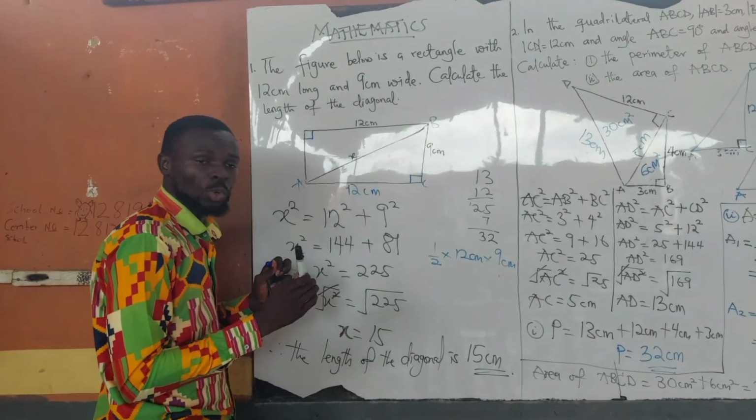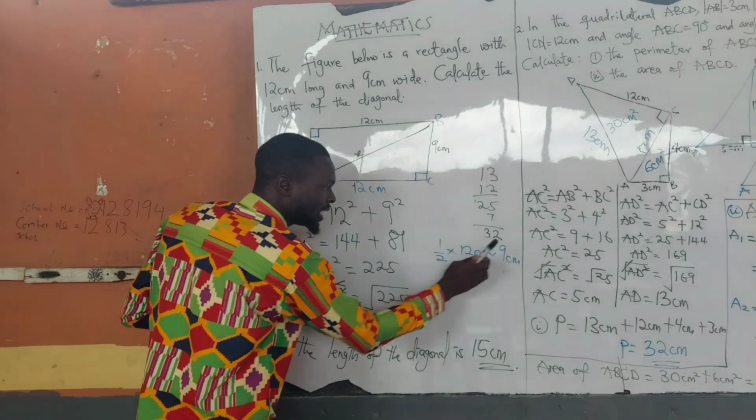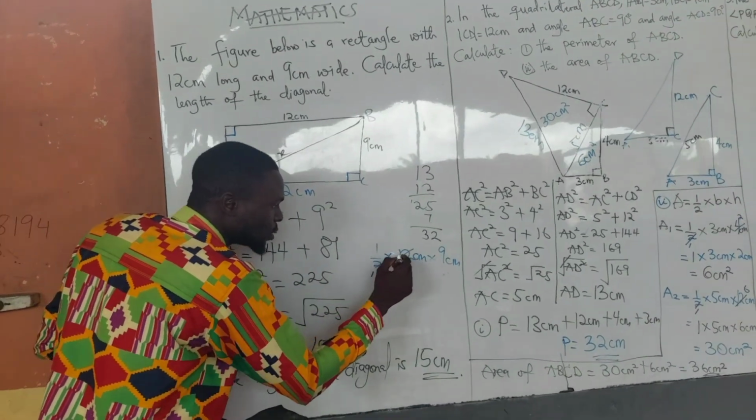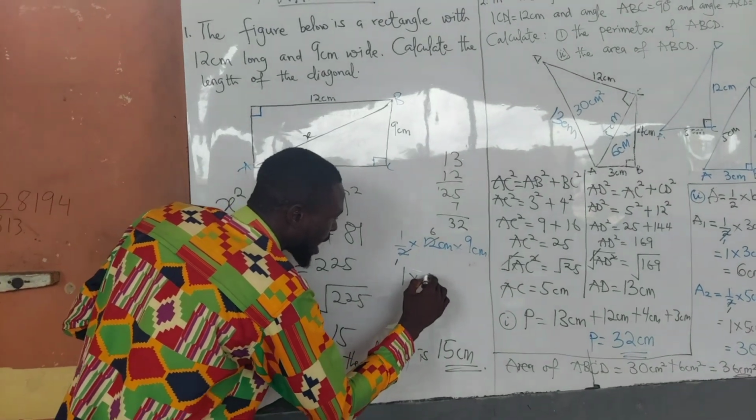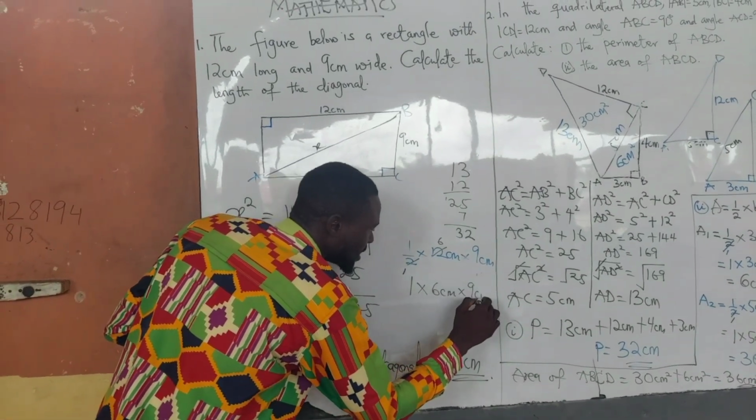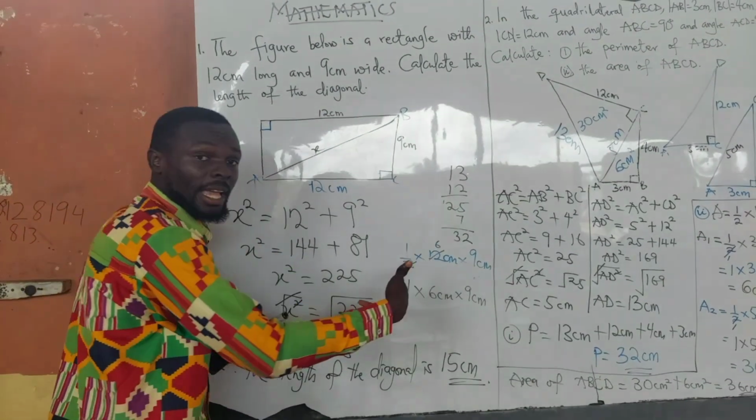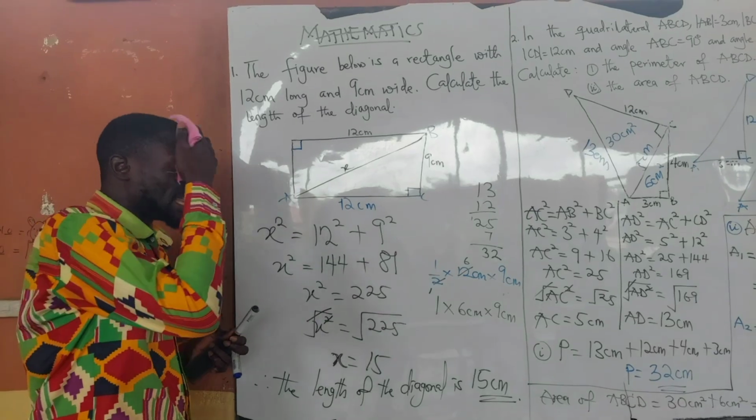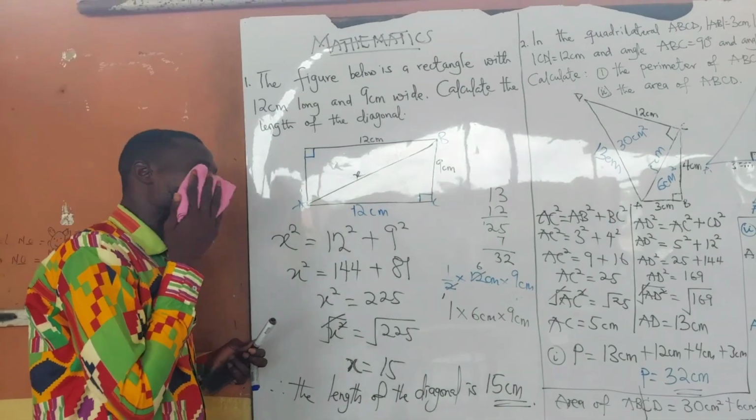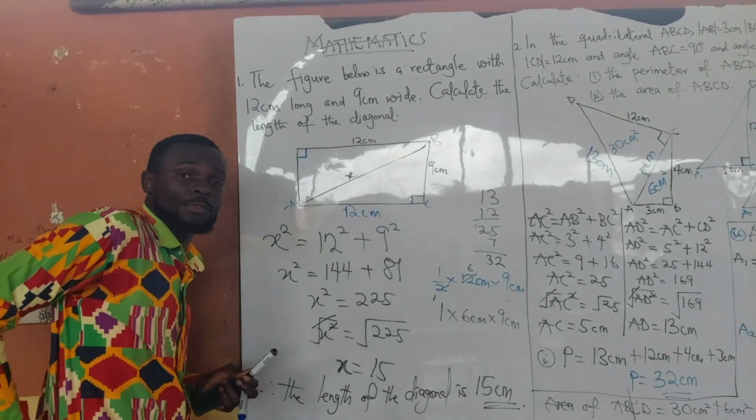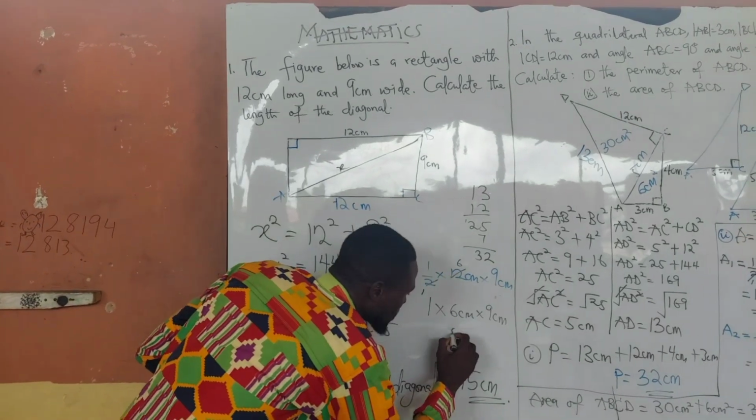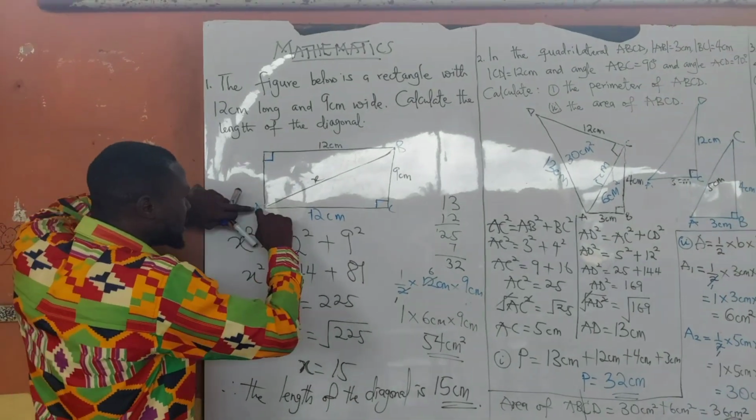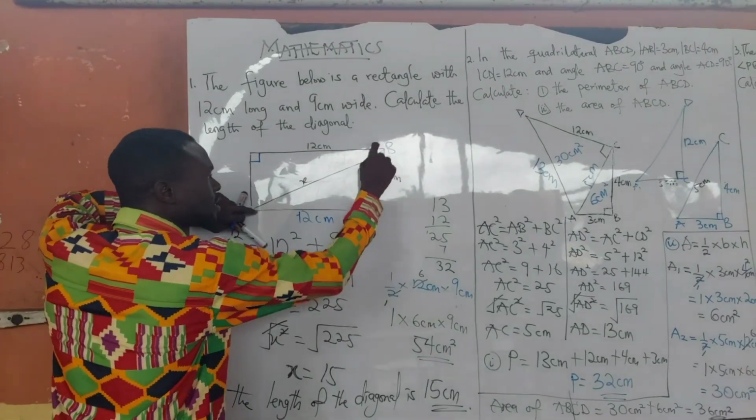Now 2 can cancel 12, but 2 cannot cancel 9. So don't take this to cancel the 9. But since 2 can cancel, 2 here 1, 2 here 6. Now you have 1 times 6 centimeters times 9 centimeters. You multiply. If you multiply 9 by 6, 9 by 3 is giving you 27, so 9 by 6 will give you 54. So you have your area as 54 centimeters squared. That is if I want the area of this side.